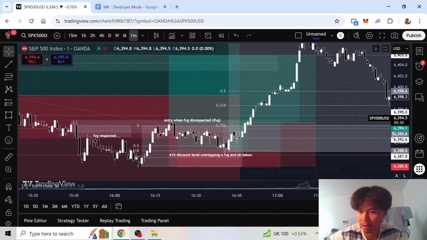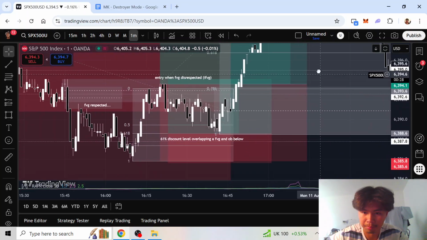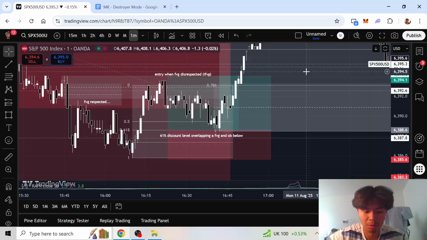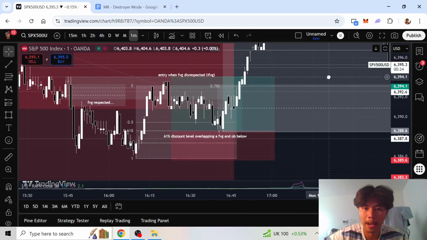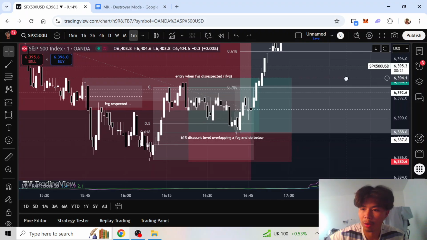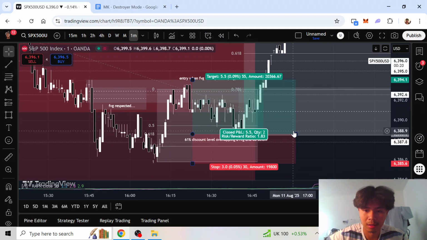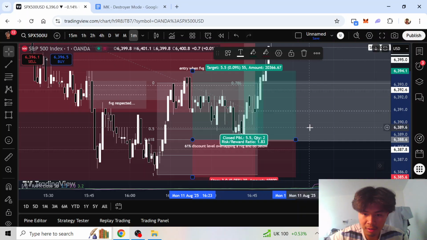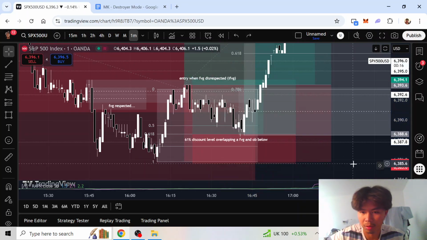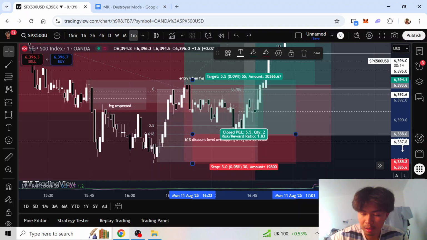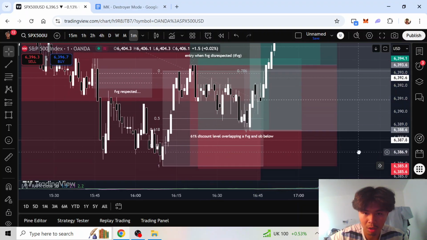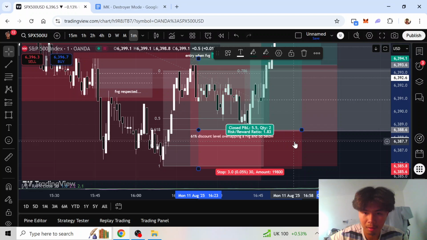So yeah, I explained some quick trades I traded today. So the entry, I'll leave the other one on. So the first trade that we took was this trade.